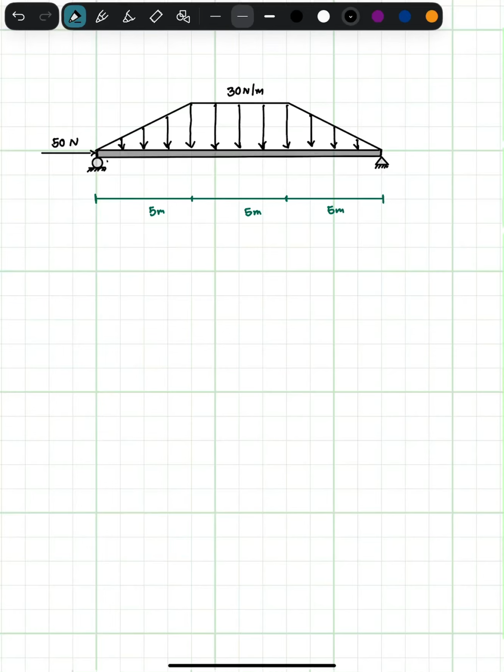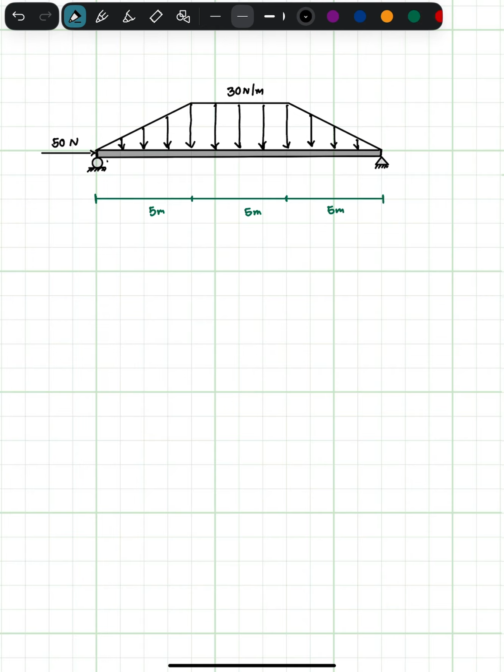Let's tackle this beam problem together, guys. So let's analyze this. We have what looks like a trapezoidal load, which is a rectangle in the middle and two triangles on each side of equivalent length. We have 50 newtons hitting the beam axially. So let's solve for this.